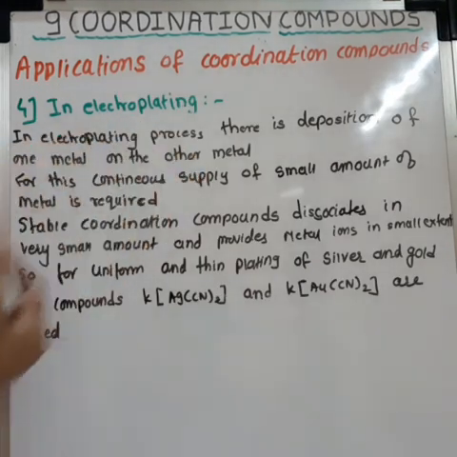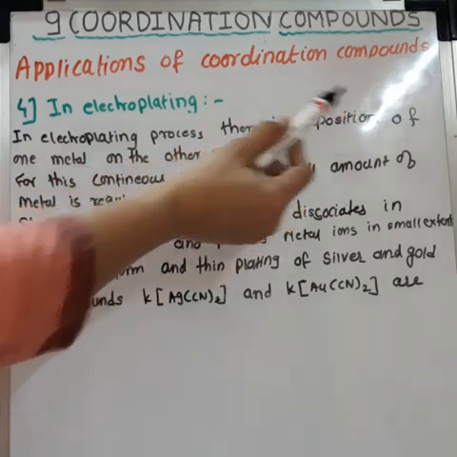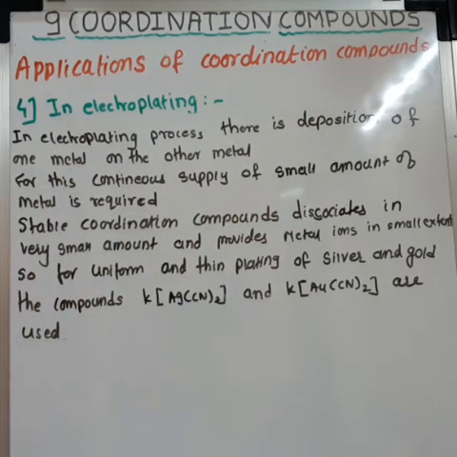Fourth one is electroplating. In the electroplating process, there is deposition of one metal on another metal. For this, a continuous supply of a small amount of metal is required. We know that stable coordination compounds dissociate in very small amounts and can provide metal ions in small amounts. So, for uniform and thin electroplating of silver and gold, compounds like K[Ag(CN)2] and K[Au(CN)2] are used. So these are the applications of coordination compounds. And here we completed our chapter on coordination compounds.